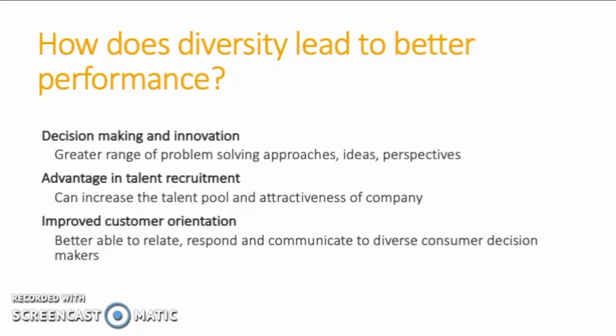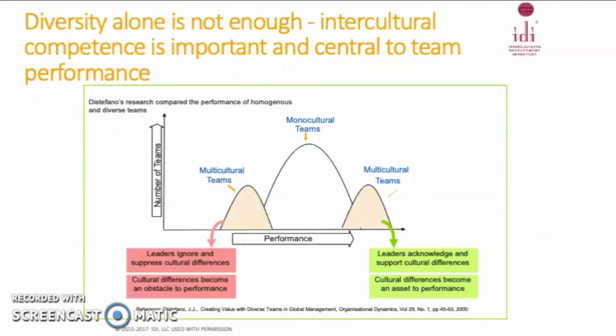There's this market for relationships, and the more that you can connect with your customers, you can drive those customer decisions in your favor. And if you can have people on your team who are able to relate and communicate with these people, that is a huge advantage to a business. But diversity alone is not enough. Intercultural competence is important and central to team performance.